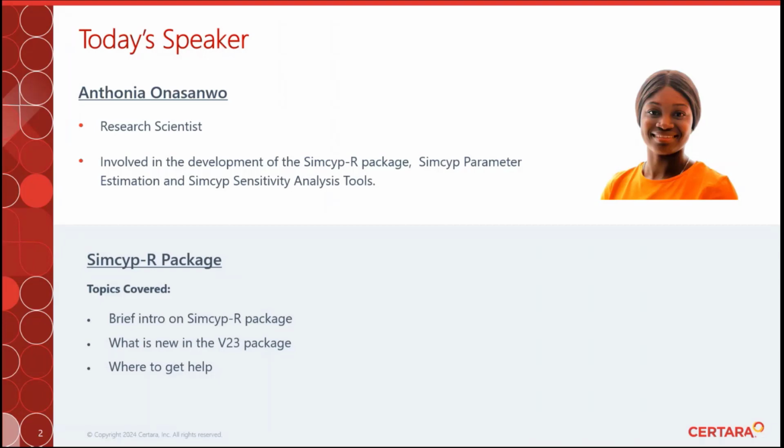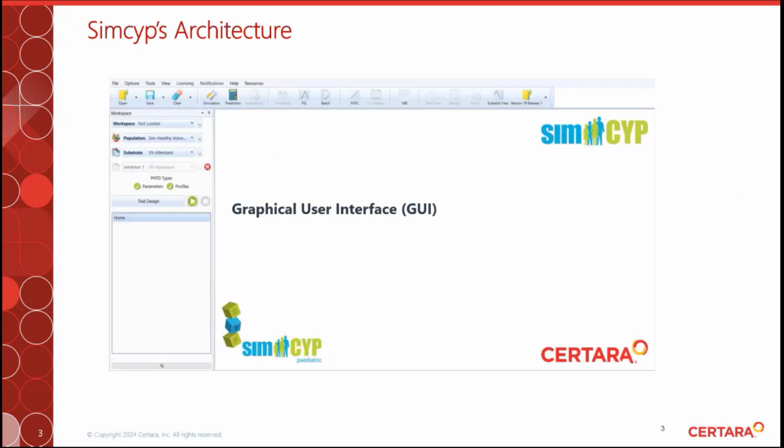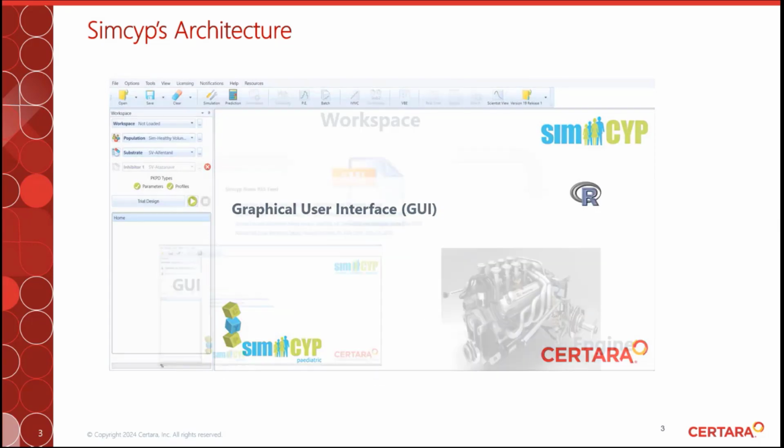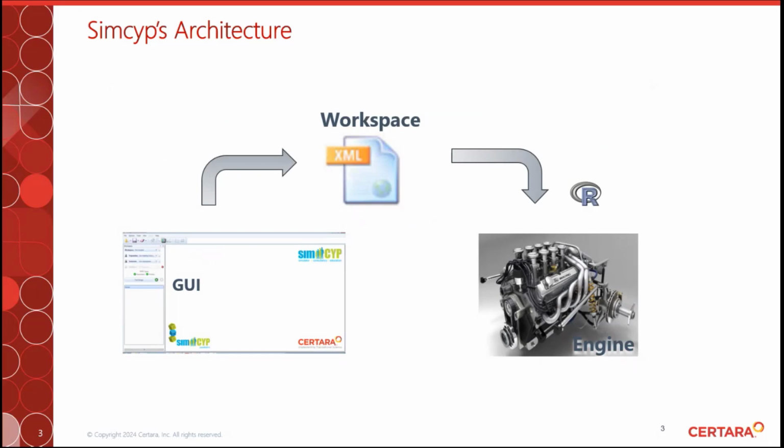Okay, so let's get started and let's talk about the Simcyp-R package. You're all familiar with the Simcyp screen, in other words, the graphical user interface, also known as the GUI. What we did in version 24 is that we separated out the GUI from the Simcyp engine. For this reason, we are now able to communicate to the Simcyp engine via other platforms such as MATLAB and R. So now that the engine is separated out, we created the Simcyp-R package so that we can communicate to the Simcyp engine from R.